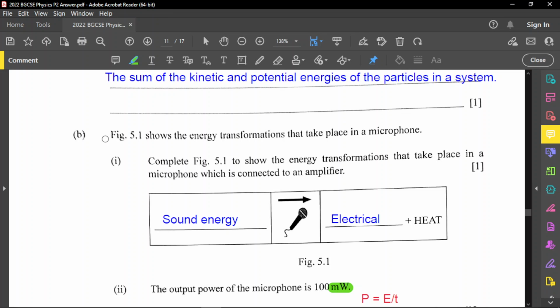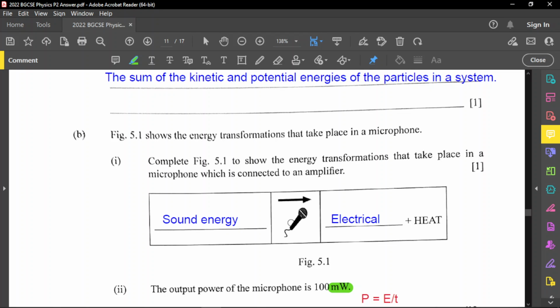Option B. Figure 5.1 shows energy transformations that take place in a microphone. Complete figure 5.1 to show the energy transformations that take place in a microphone which is connected to an amplifier.